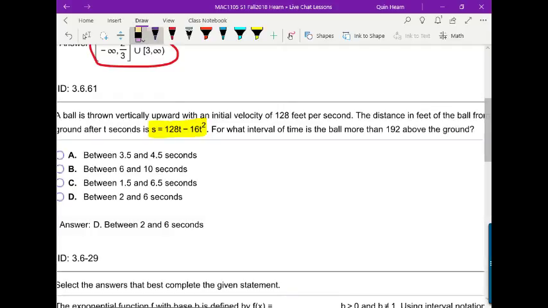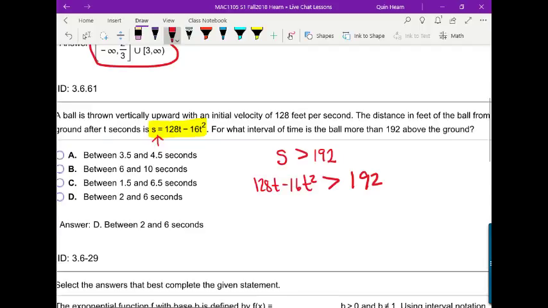All right, so if this is your distance s above the ground, we're wanting s to be greater than 192. Which means that 128t minus 16t squared has to be greater than 192.